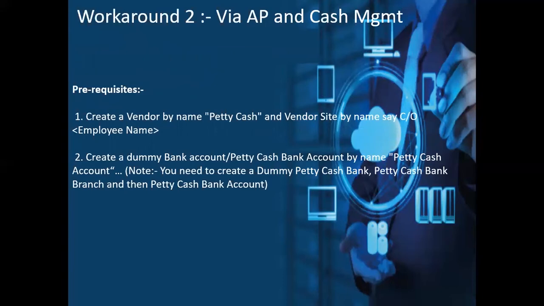Second would be via AP and cash management. As far as recording petty cash expenses using AP and cash management, there are two prerequisites. First, you need to create a vendor by the name Petty Cash. The name of the vendor should be Petty Cash, and for the vendor site, you can just follow a naming convention. Say under the Petty Cash vendor, the vendor site name will be care of employee name, the employee or petty cashier who is maintaining the petty cash. Again, it could be any naming convention. That's what we followed at one of our clients.